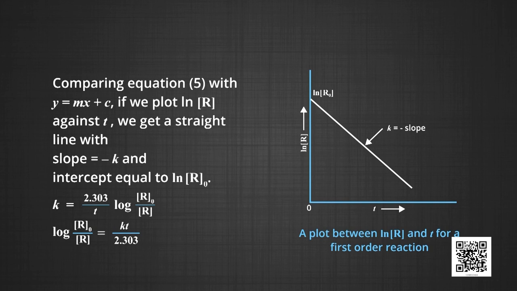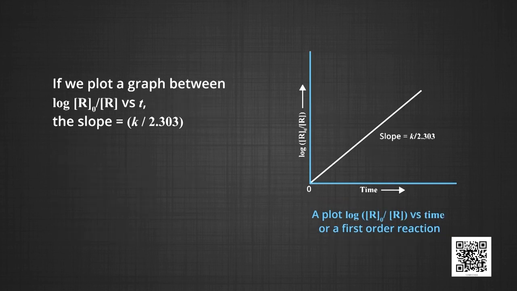The first order rate equation 6 can also be written in the form k equals 2.303/t log [R]0/[R]. So log [R]0/[R] equals kt divided by 2.303. Now, if we plot a graph between log [R]0/[R] versus t, the slope equals k/2.303. This plot shows you log [R]0/[R] versus time for the first order reaction.